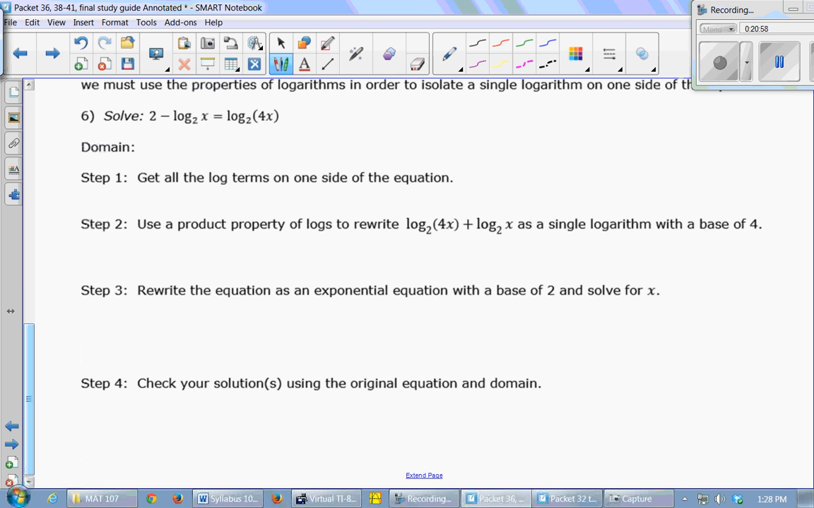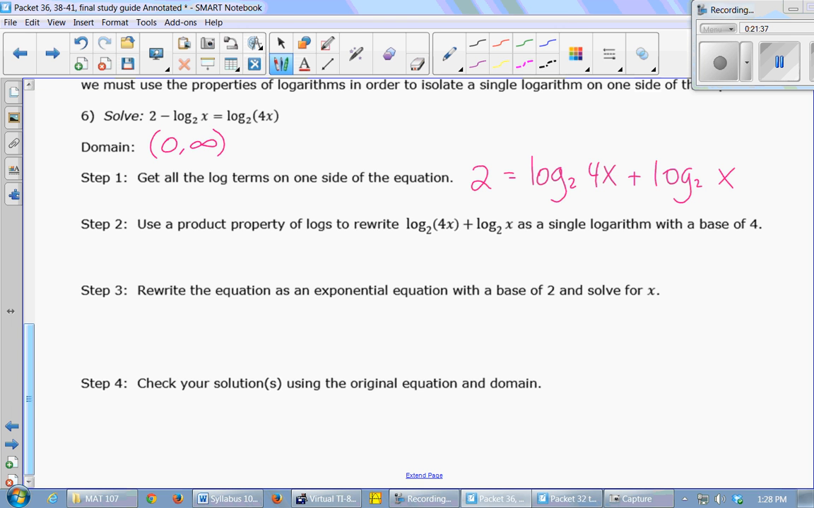All right, so 2 minus log base 2 of x equals log base 2 of 4x. All right, so what kinds of x's can I put into this equation? Again, everything bigger than 0. Yep. So 0 to infinity. So I need to get all the log terms, anything that has a log in it, put on one side of the equation. So I'm going to have 2 is equal to log base 2 of 4x plus log base 2 of x.